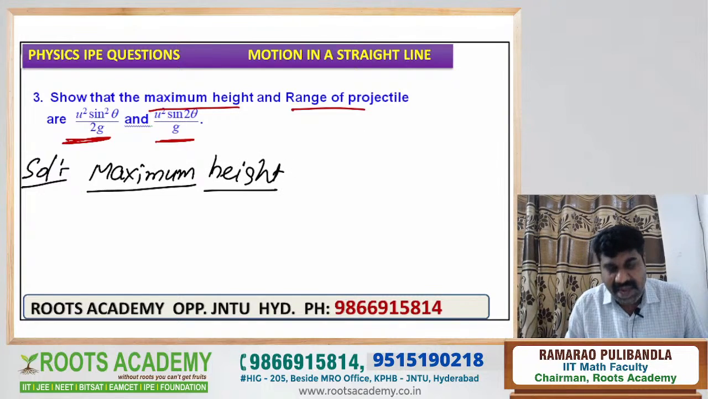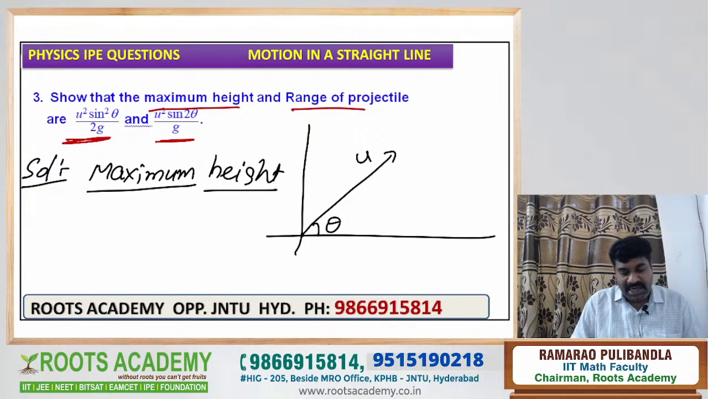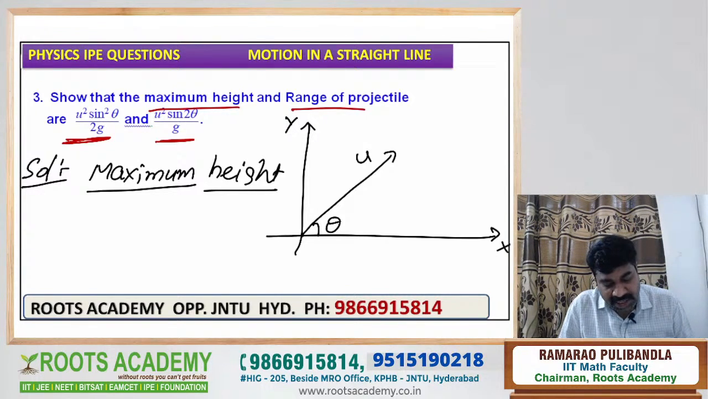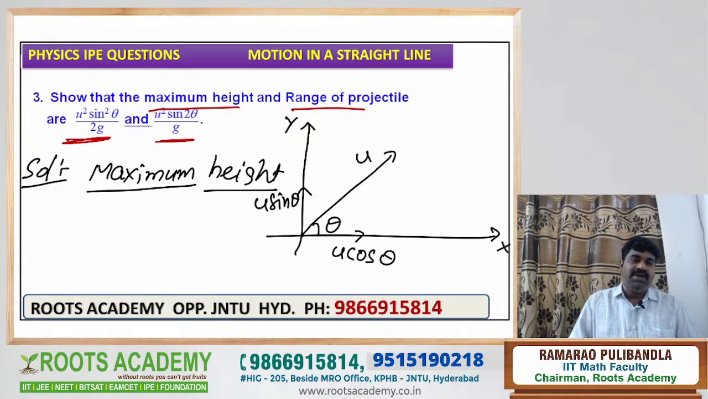What is the definition of the maximum height? For example, if a body is projected with initial velocity u at an angle theta, this is the x-axis and this is the y-axis. This velocity is resolved into two rectangular components: the horizontal component is u cos theta and the vertical component is u sin theta.